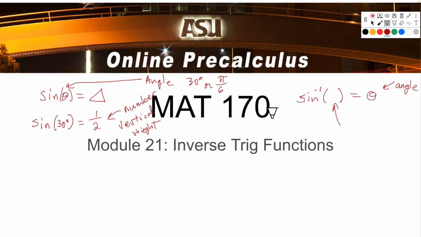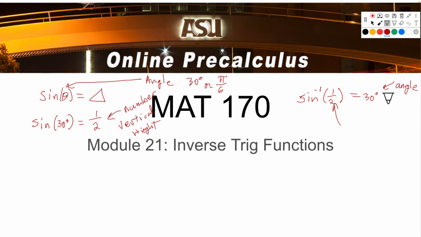So actually, let's use our example. This would be sine inverse of 1/2 equals 30 degrees. Okay, so that's a key part. What you plug into an inverse function is the unit circle answer. It's a number, and you get an angle. And it works the other way around.